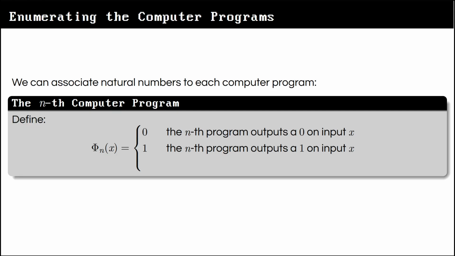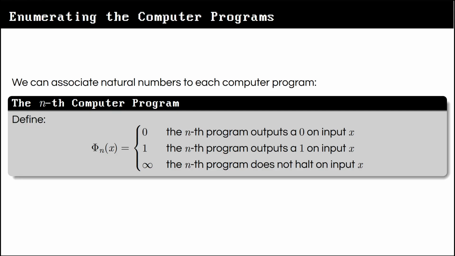It's also possible that the program will never give us an output, that is, it will never halt, in which case I'll define phi sub n of x to be infinity. There are many ways for a program not to halt. Most simply, it could get caught in an infinite loop.